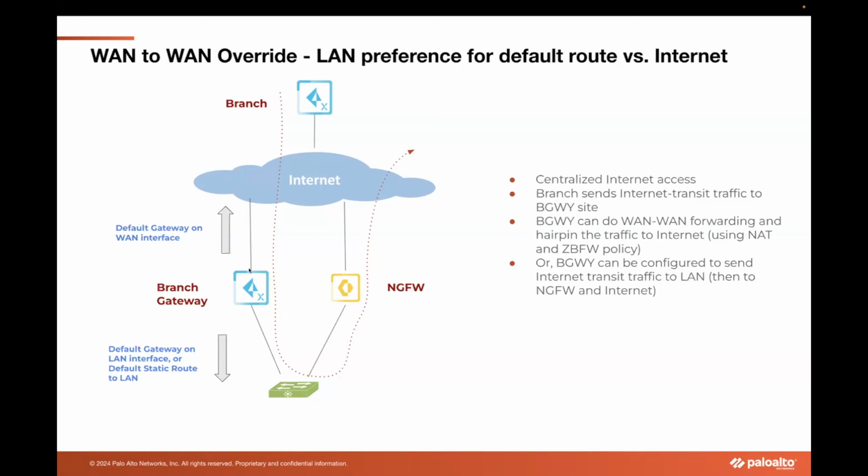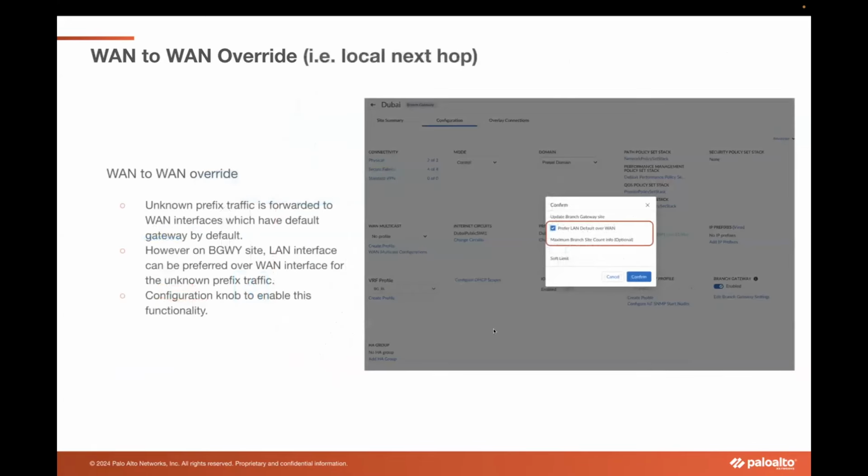Now, the issue here is that on the WAN interface of the branch gateway, you have a default gateway. So basically, you have a default route on the WAN interface, and you might have a static default route on the LAN side. So in this case, how do you control which way to go: do you want to hairpin the traffic out, or go on the LAN side to another NG firewall and go out? For this, we have a config knob. By default, any unknown prefix, so basically internet bound traffic, will prefer to go on the WAN.